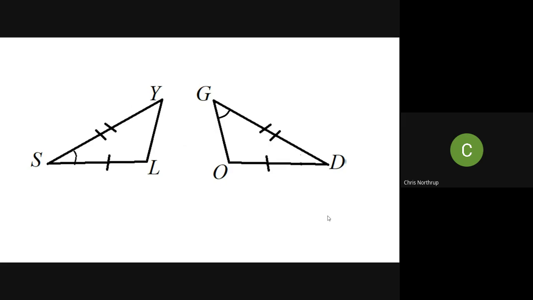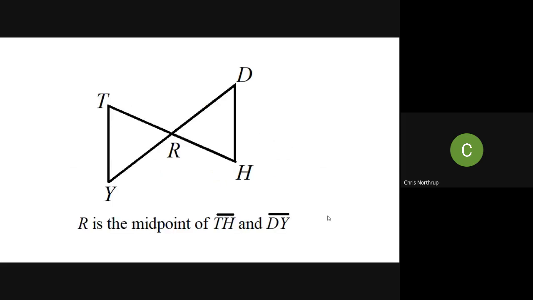So let's look at a couple of examples when we might use side, side, side, or side angle side. In this picture here, suppose that we know that R is the midpoint of TH and DY. So take a second, pause this video, try to determine if this should be a side, side, side or a side angle side congruence, or maybe neither. Take a second and do that.